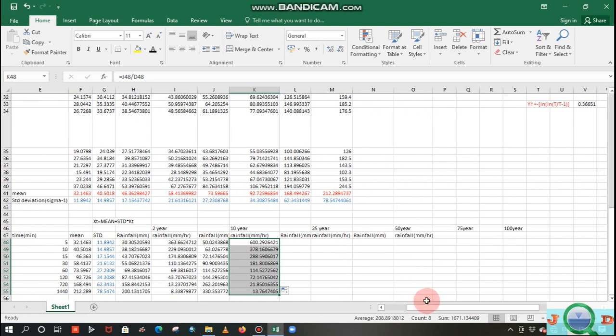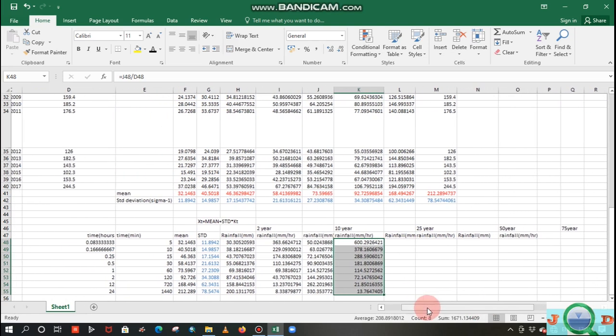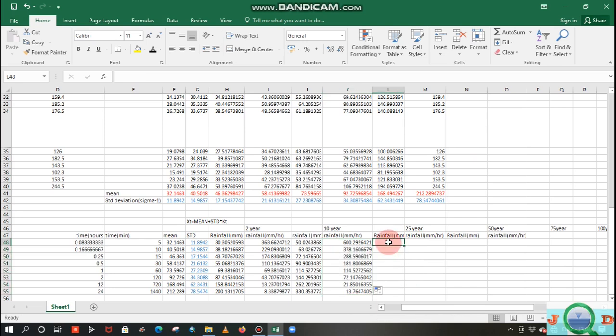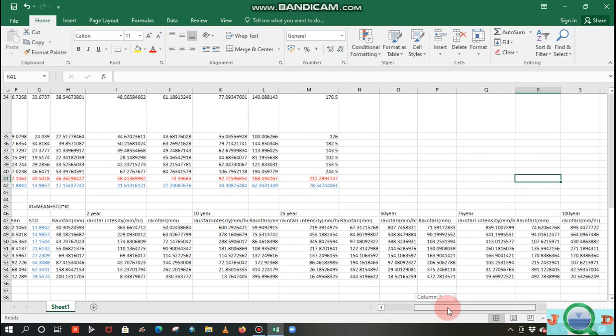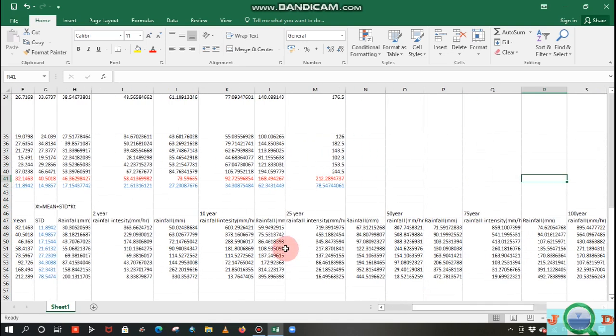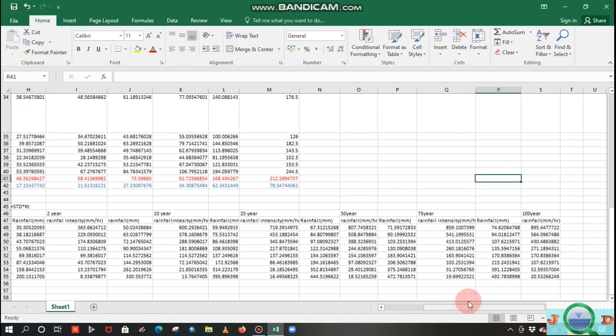So similarly, after continuing the same process which I have done earlier to find the rainfall depth of recurrence interval 2 years, 10 years, 25 years, 50 years, 75 years, 100 years. So we have done up to the 100 year return period, the recurrence interval. Thereafter it's time to plot the graph.